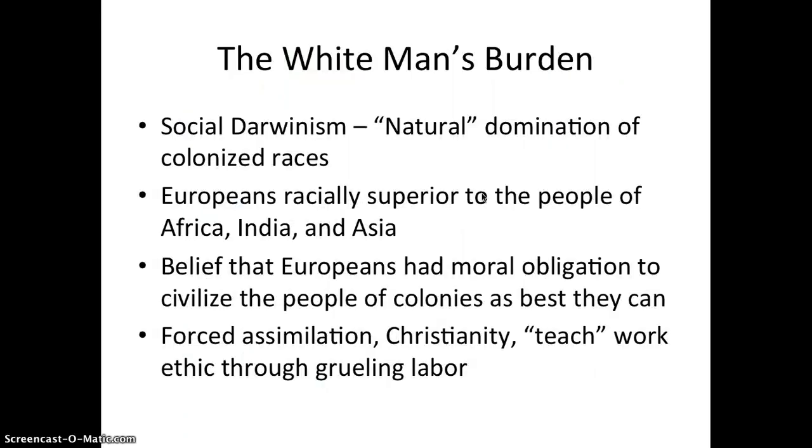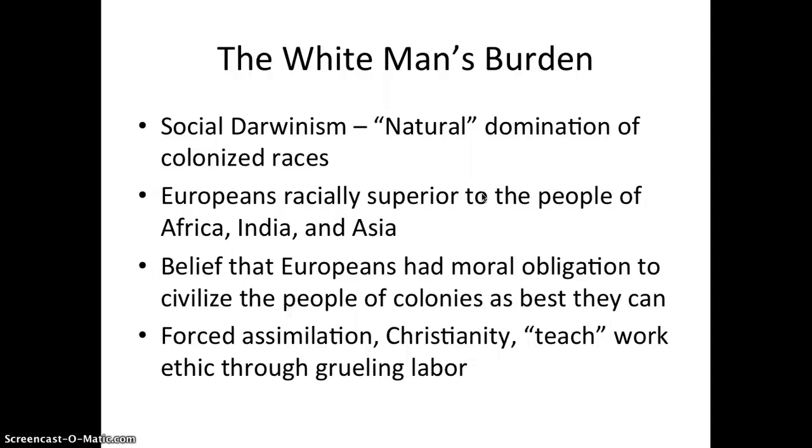A lot of the why of this has to do with the white man's burden and social Darwinism. We talked about social Darwinism in the previous chapter, which was this natural domination of the colonized races. This idea that we can take Darwin's theories and apply them to race, and there are superior races and inferior races. The Europeans are racially superior to the people of Africa and India and Asia, and that justifies why they should be launching wars against them and colonizing them and dominating them.